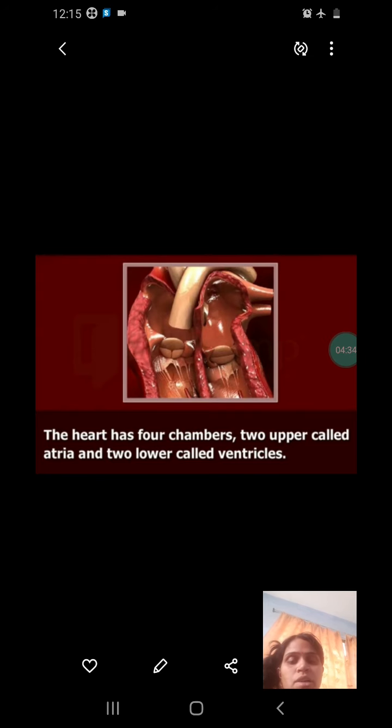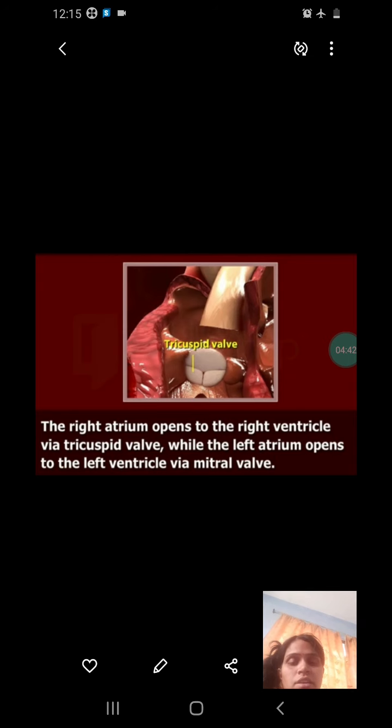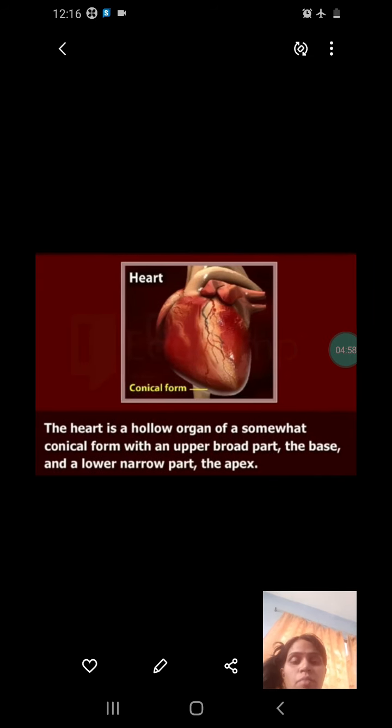We have already discussed that the heart has 4 chambers. The upper 2 chambers are called atria, whereas the 2 lower chambers are called ventricles. This is the tricuspid valve. The right atrium opens to the right ventricle via the tricuspid valve, whereas the left atrium opens to the left ventricle via the mitral valve, also known as the bicuspid valve.